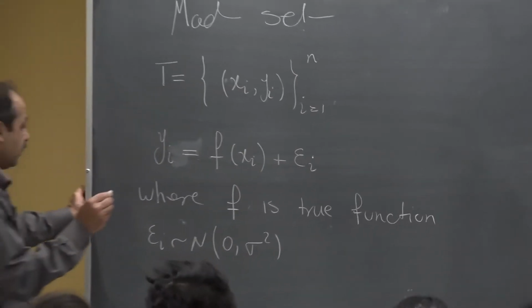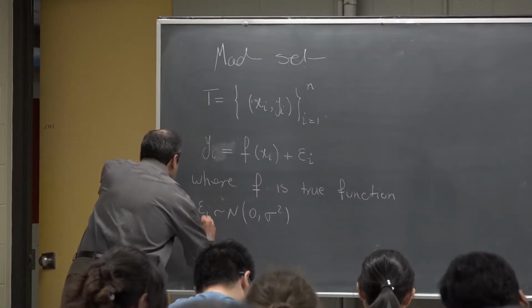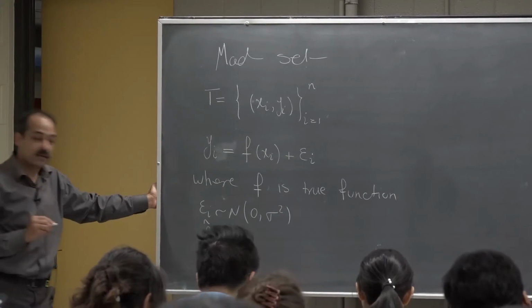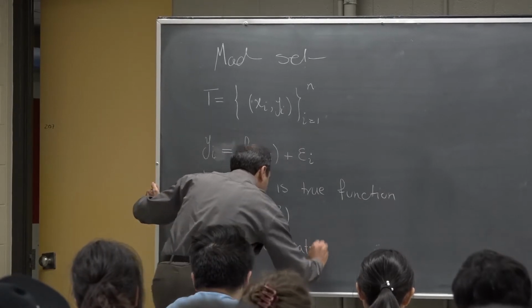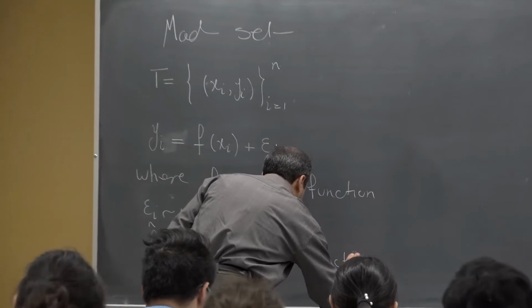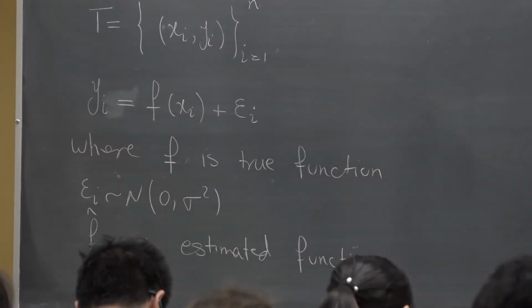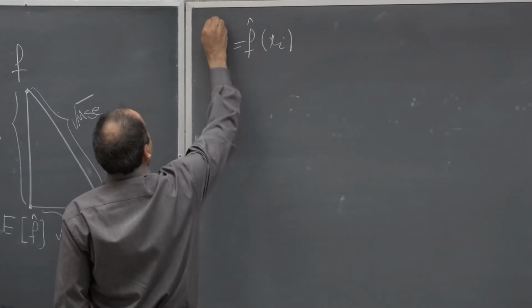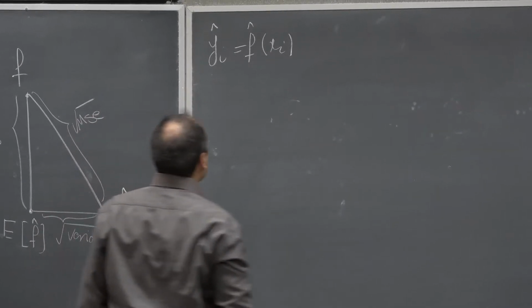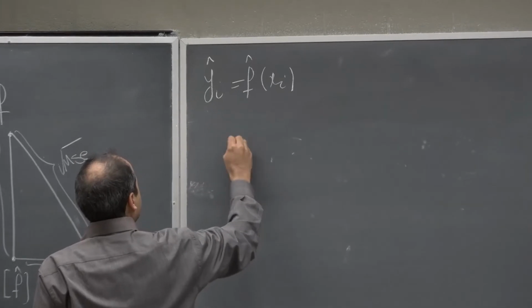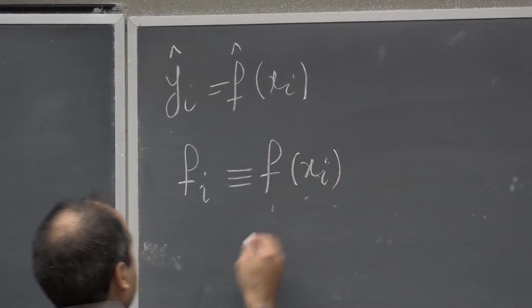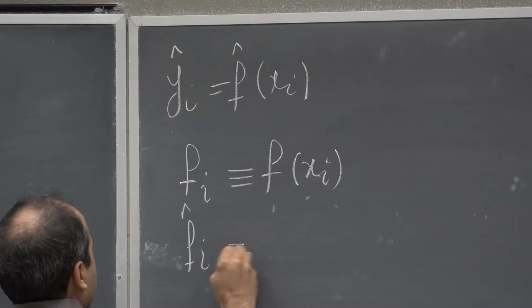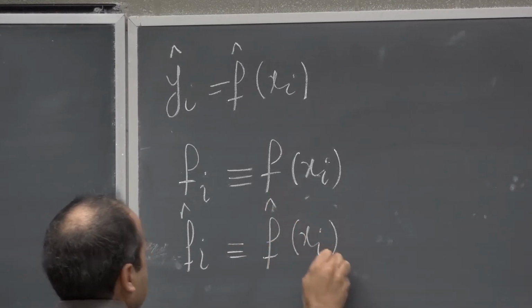In terms of notation, now f hat will be my estimated function, and f hat of xi, I call it y hat. Okay. Also, for simplicity, sometimes I use fi, and I mean f of xi, and I would say f hat i, and I mean f hat of xi. Okay.